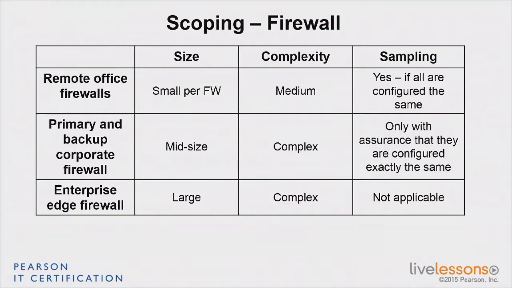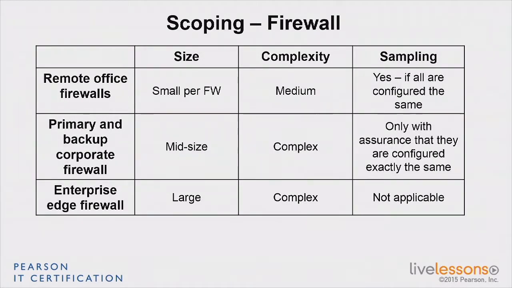Let's look at an example of scoping for different types of firewalls and firewall environments. So we're going to look at size, complexity, and sampling as it relates to remote office firewalls, maybe a primary and backup corporate firewall, or an enterprise edge firewall. So if we're thinking about a remote office, we might say, well, the size, that's pretty small. Should have a small rule set, small configuration, probably not a very complex environment, so we'll give it maybe a medium rating for complexity. And could we sample? Well, if they're all configured the same, we should be able to do sampling. Now, if they're not, then we obviously wouldn't be able to do sampling.